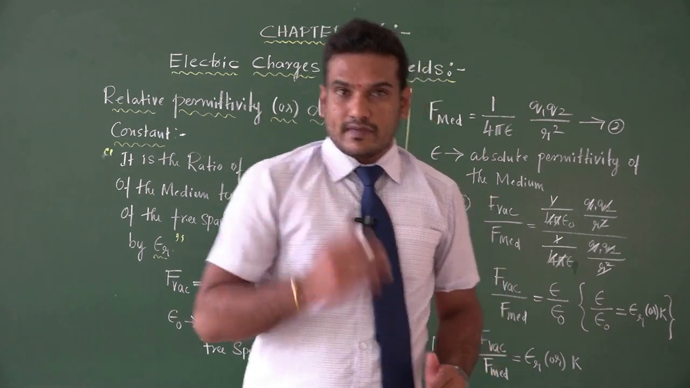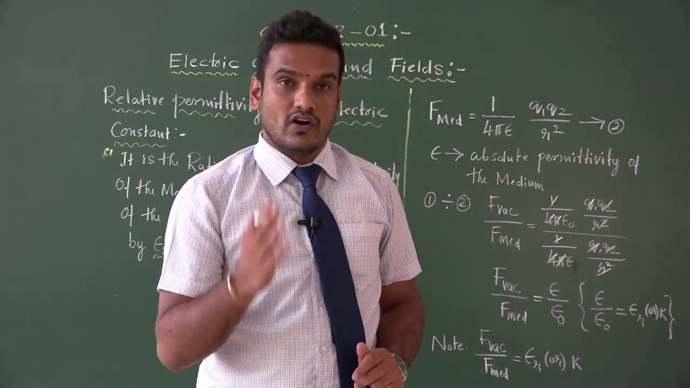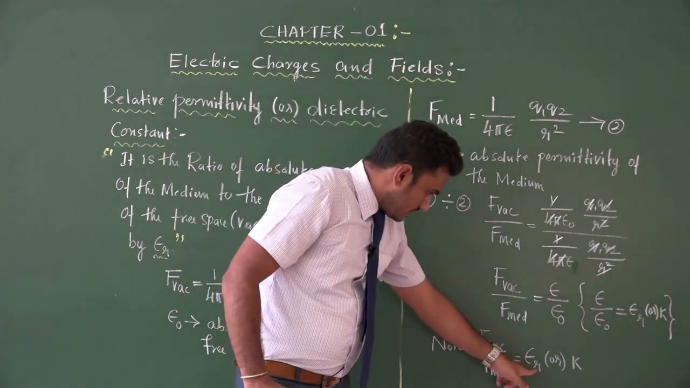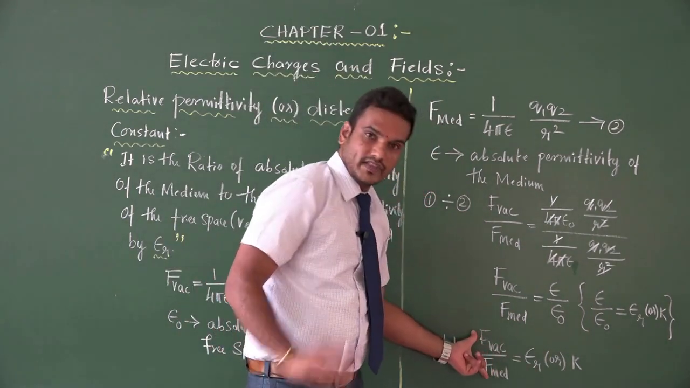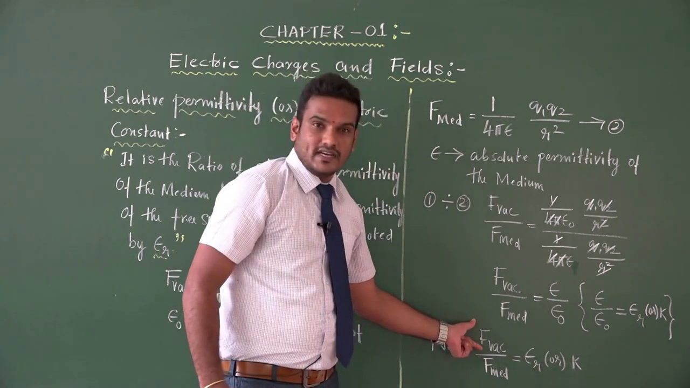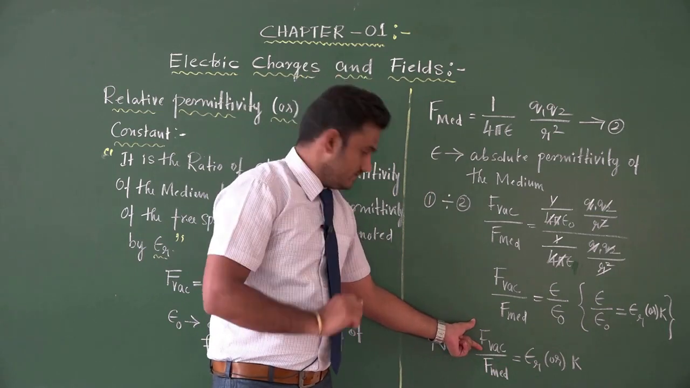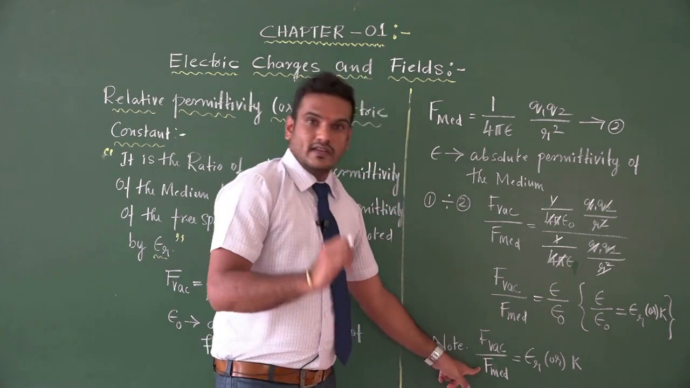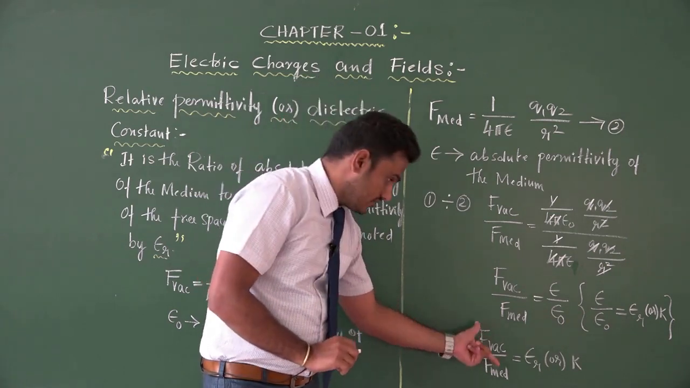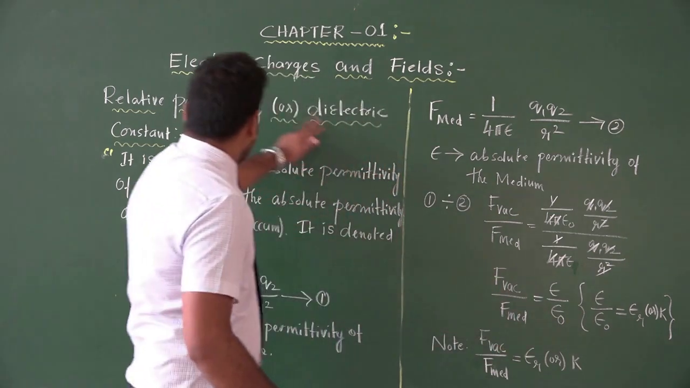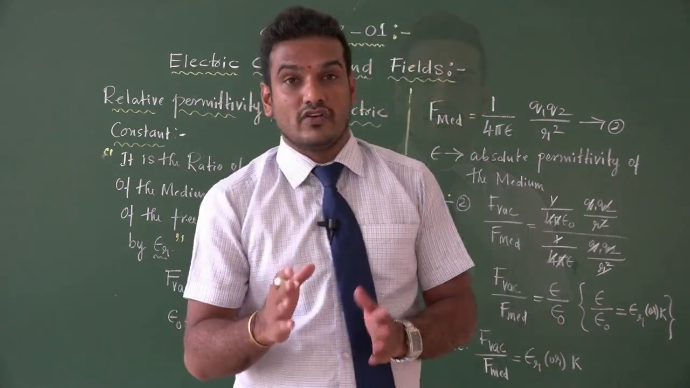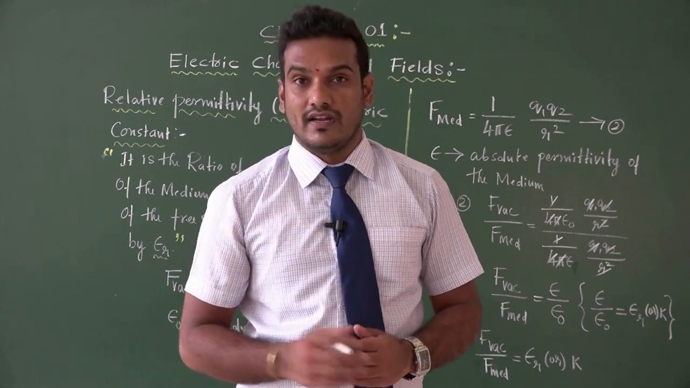Also, we can express relative permittivity or dielectric constant in terms of force. Look at this equation: relative permittivity in terms of force. It can be defined as the ratio of the force between 2 point charges placed in air medium to the force between the same 2 charges placed in the medium. Here the dielectric constant has no SI unit, it's a pure number. The value of the dielectric constant depends on temperature.